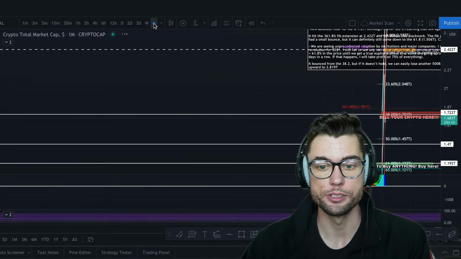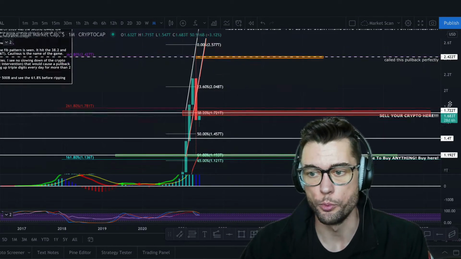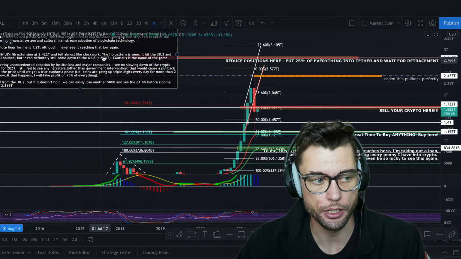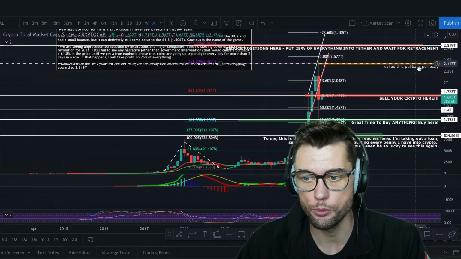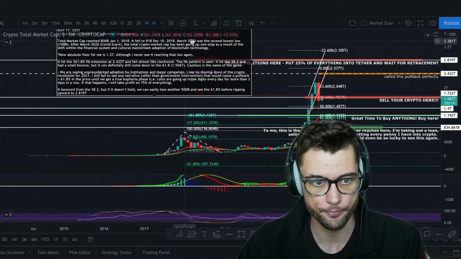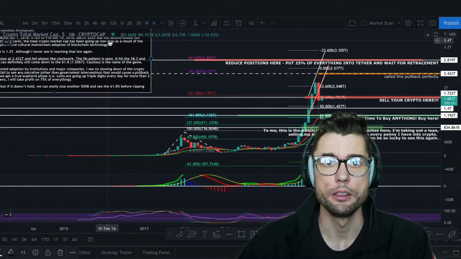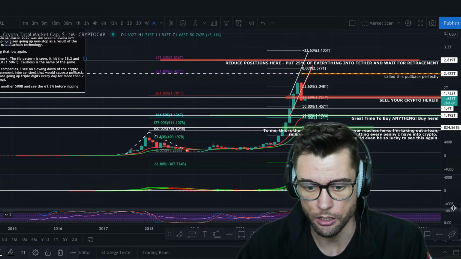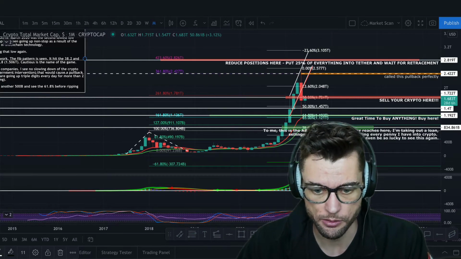So what I like to do is start out with the total market cap, like usual, and see where we are, where we were, all this stuff. This is the total market cap. This is everything within the cryptocurrency space, all of the cryptocurrencies put together.